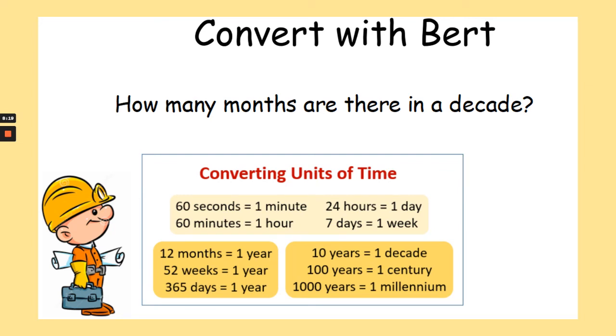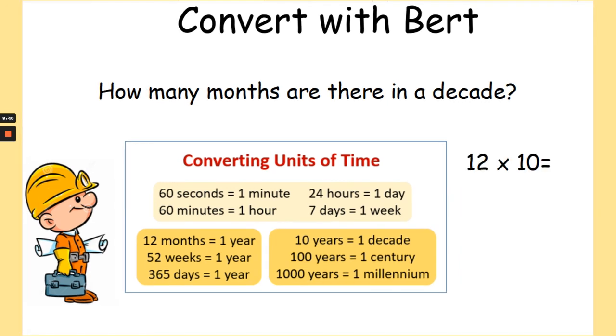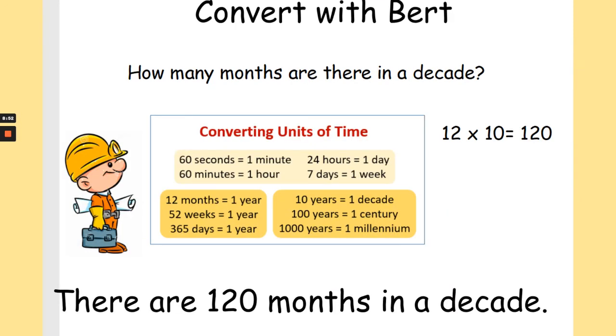Now we need to work out how many months are there in a decade. So I need to look at the month section and decade to work out this answer. Pause the video now to write your results. Okay, let's have a look. So we know there are 12 months in a year and there are 10 years in 1 decade. So I need to work out what 12 times 10 is. Easy peasy, 12 times 10, 120. There are 120 months in a decade.